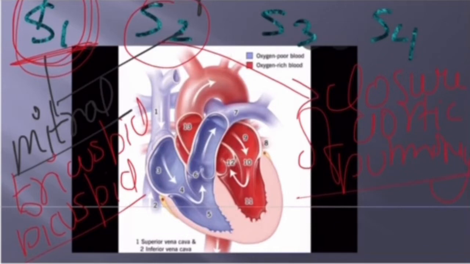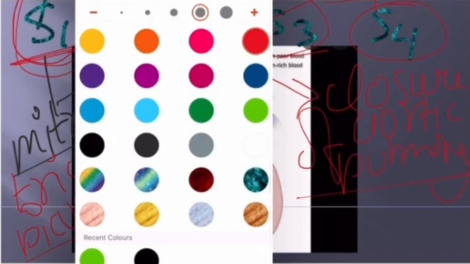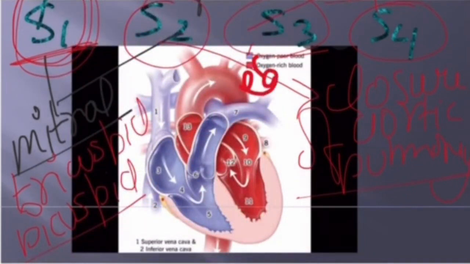Now S3 and S4, when you are going to hear those sounds, these are both called rapid filling sounds. When I say S3, it means that it is early diastole. This one would be your early diastole and S4 would be your atrial systole. I hope you have all covered it and everybody has written it with me.